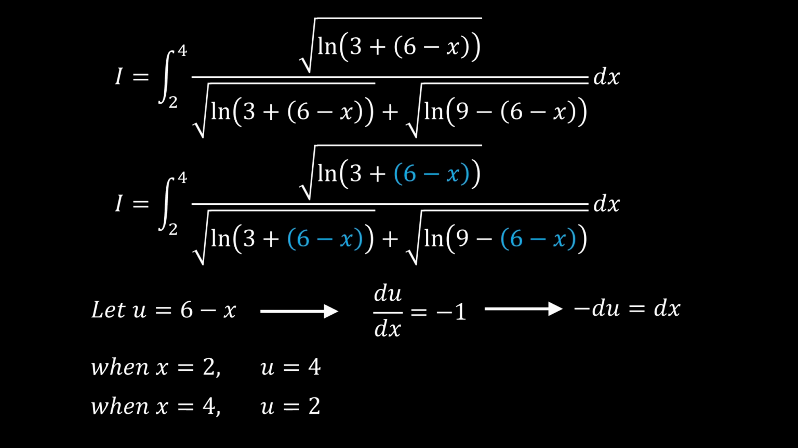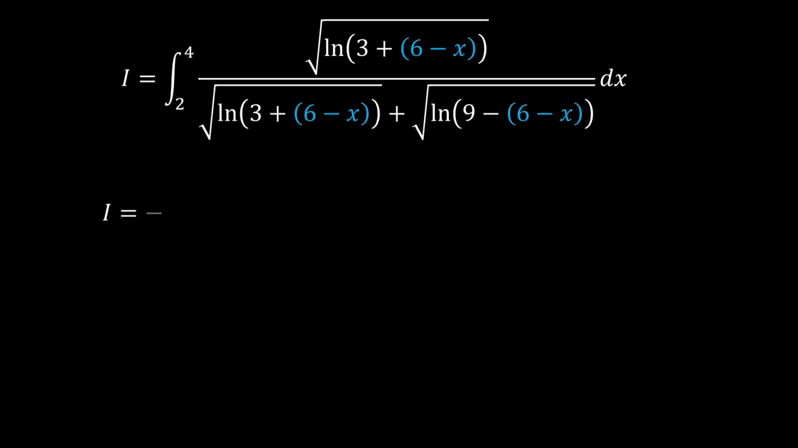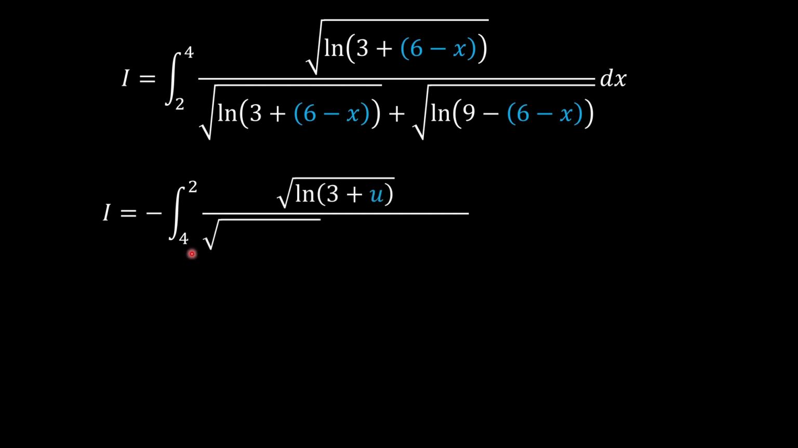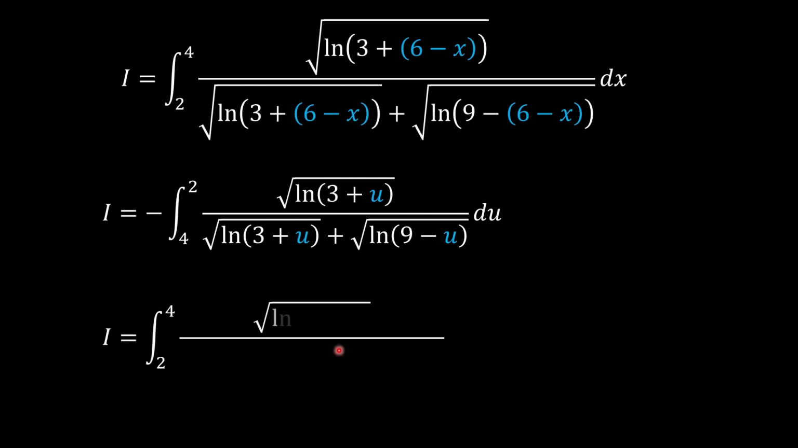That means we can now express this integral in the u domain, where the lower limit instead of 2 is 4, the upper limit instead of 4 is 2, and instead of 6 minus x we have u, and instead of dx we have negative du. With such integrals, if we have a negative sign appended to it, we can flip the limits, and that sign disappears.